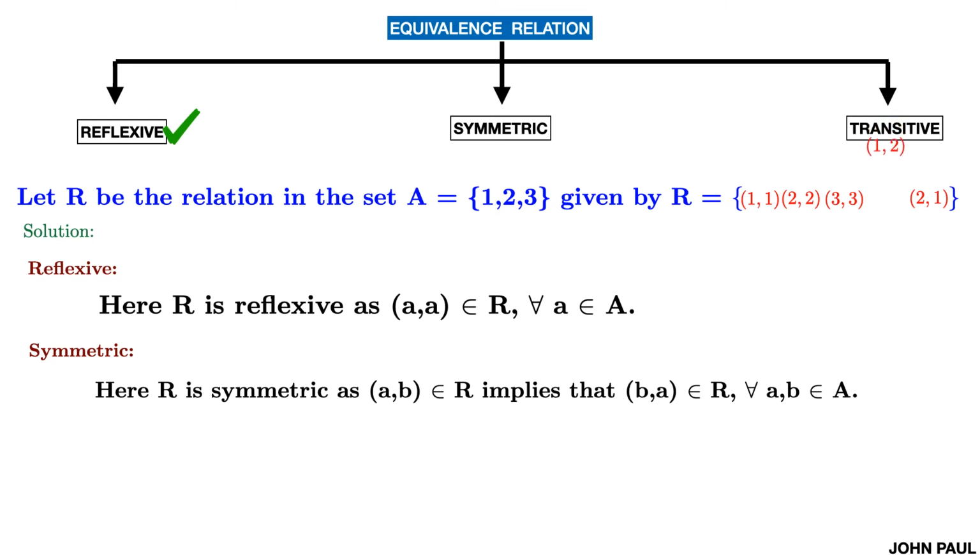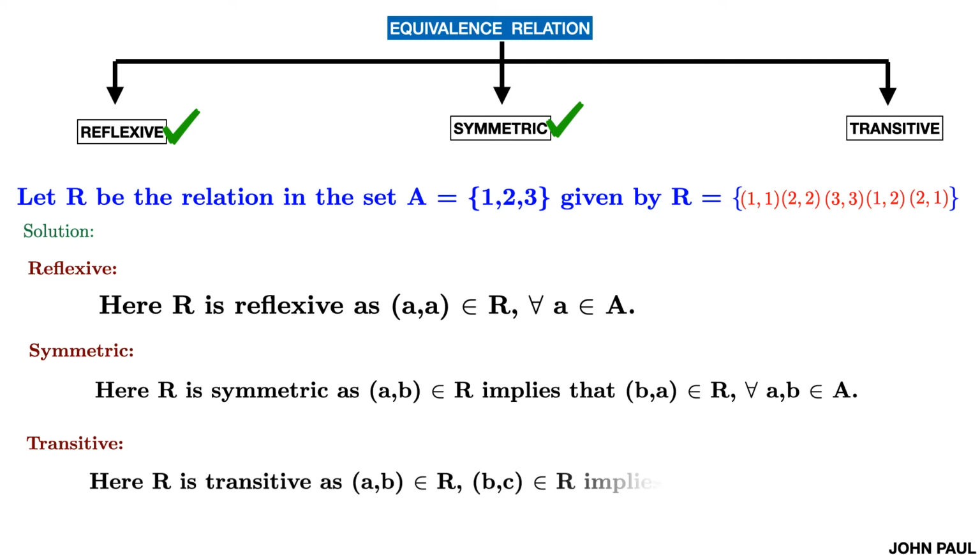That is (1, 2) is in the relation. (2, 1) also is there in the relation. Therefore, we can say it is symmetric. Trivially (1, 1), (2, 2), (3, 3) is there. We no need to check. (1, 2) and (2, 1) should be present. Therefore, we can say R is symmetric.